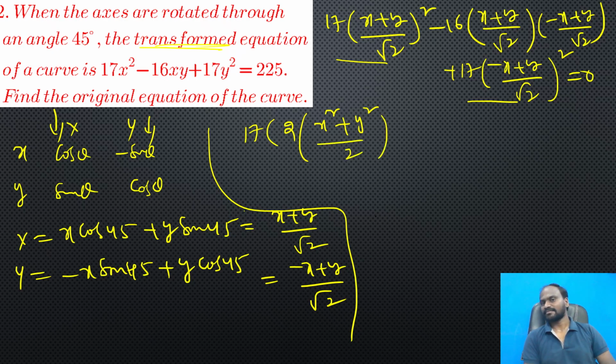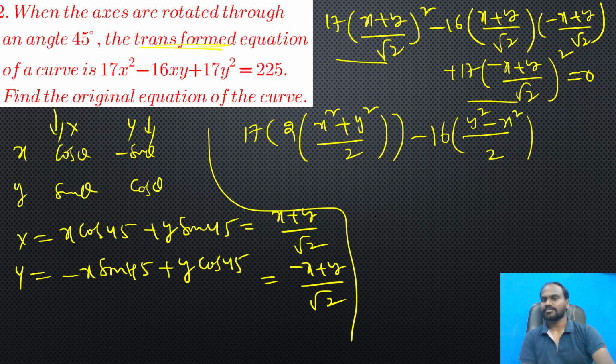Simply we can write like this, because that is the formula. (a plus b) whole square plus (a minus b) whole square is 2 times of a square plus b square. Directly I wrote that. So minus 16 into, it is like (a plus b) into (a minus b), so a square minus b square, and y square minus x square, because a is here y and b is x, because the b coefficient is different. That is why we did it like that.